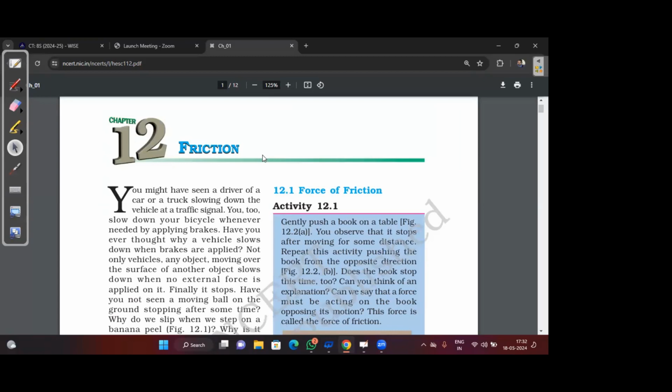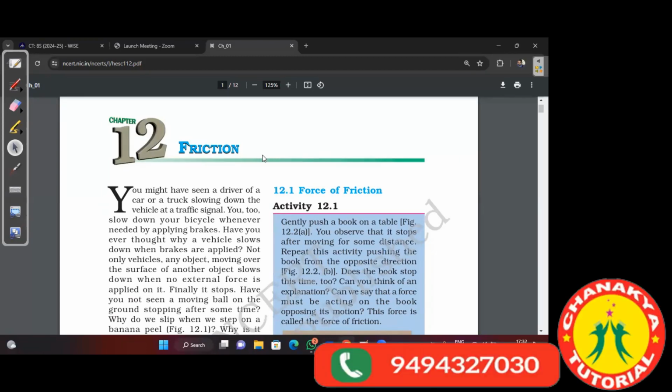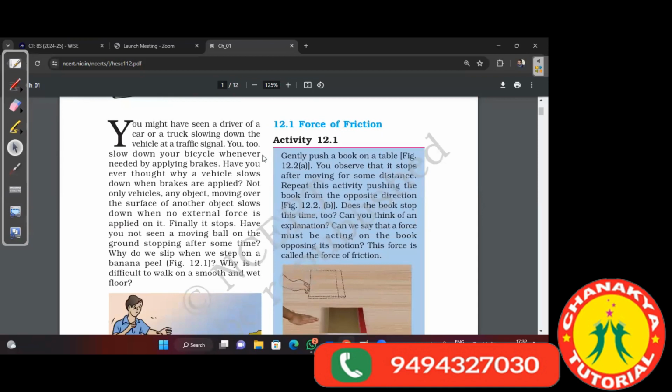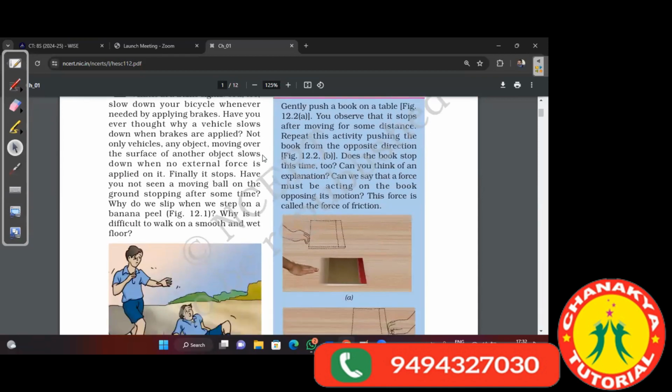It always opposes motion. It's not helping motion, but it always opposes motion. So friction is a type of force which always opposes motion. Here an example is given.